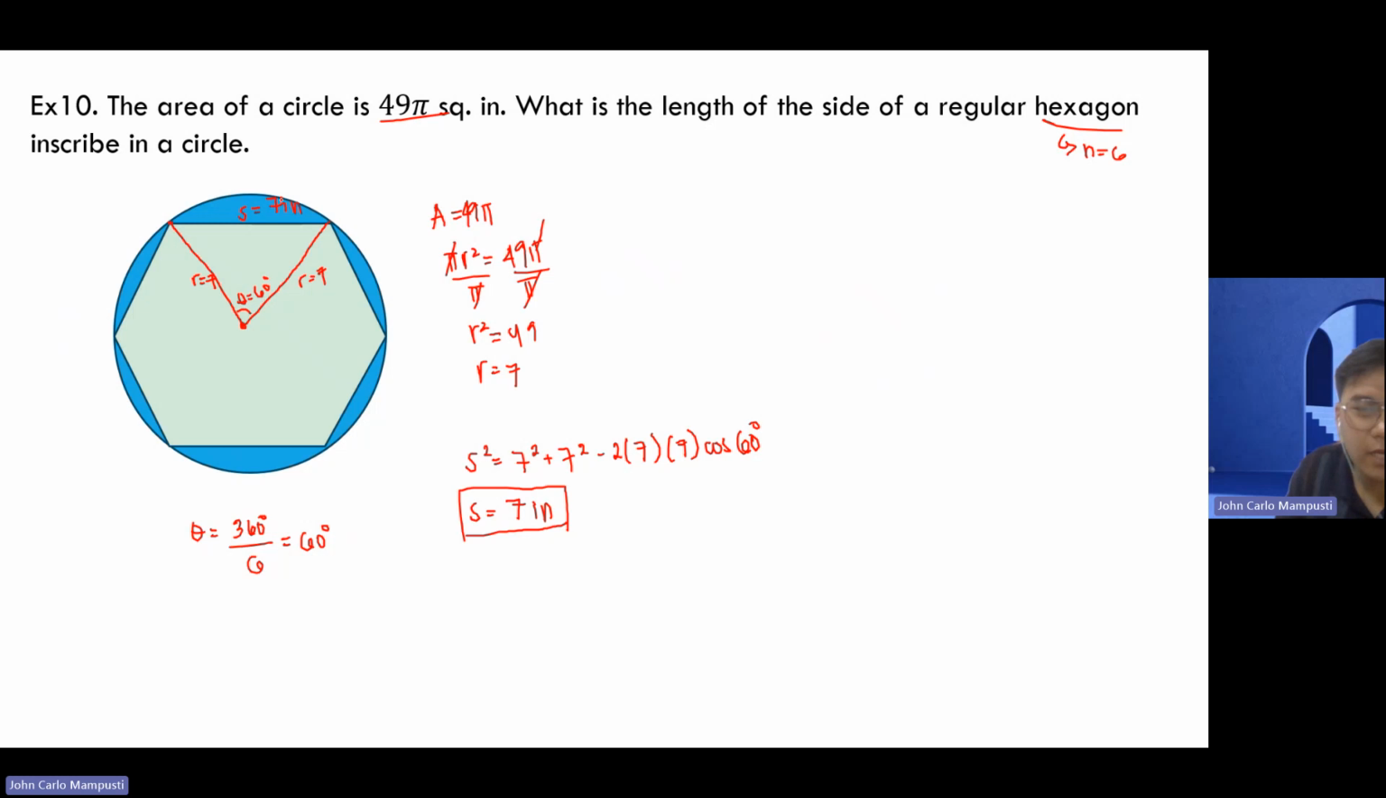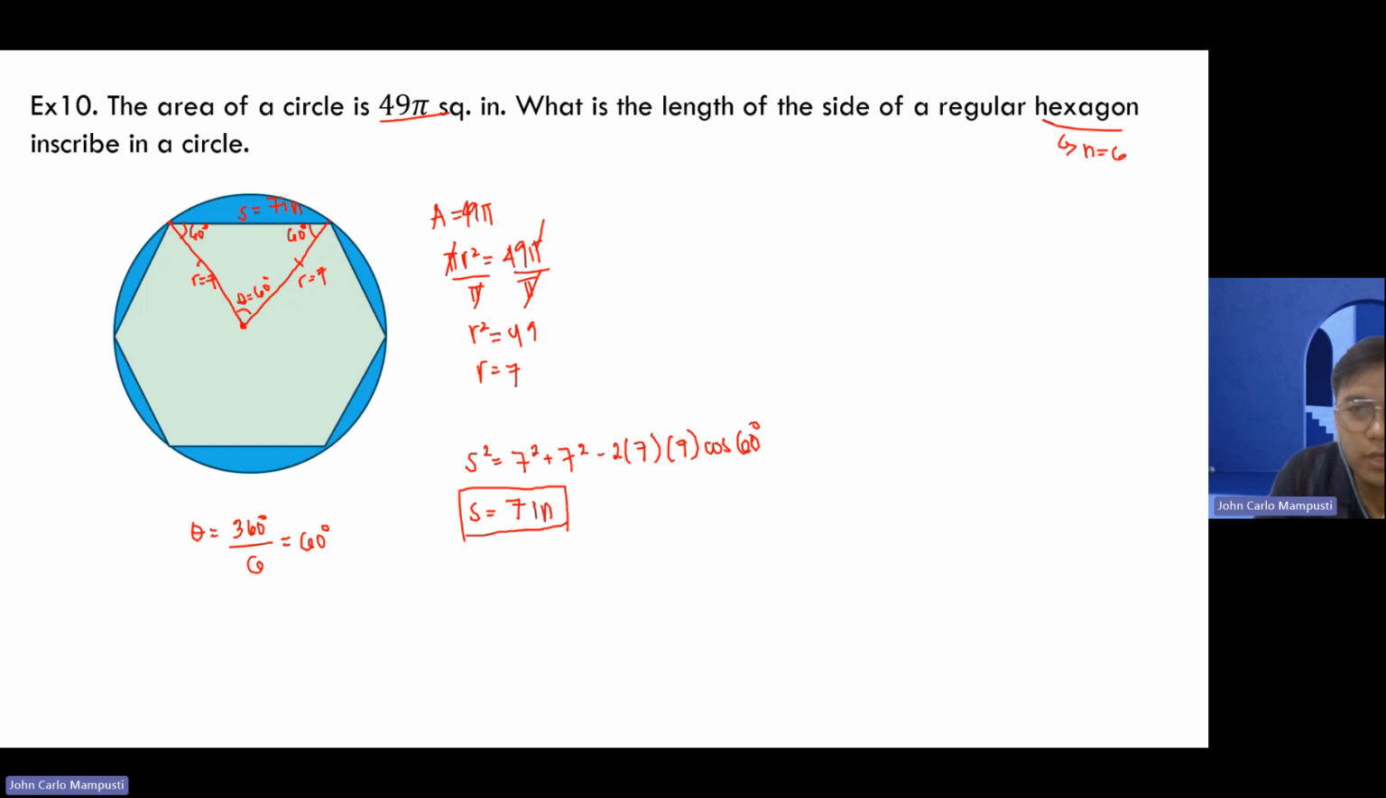Actually, kahit hindi nyo na gawin yung cosine law, di ba? Why? Kasi nga, 60 degrees to, itong side na to at this side are equal. So, ibig sabihin, this angle and this angle are equal. So, yung sum nito, this is 120 divided by 2, 60 degrees din to. So, on a formal note, kapag regular hexagon is 6 na equilateral triangle. So, ibig sabihin kung ano yung radius niya, yun na rin yung side natin. Okay?